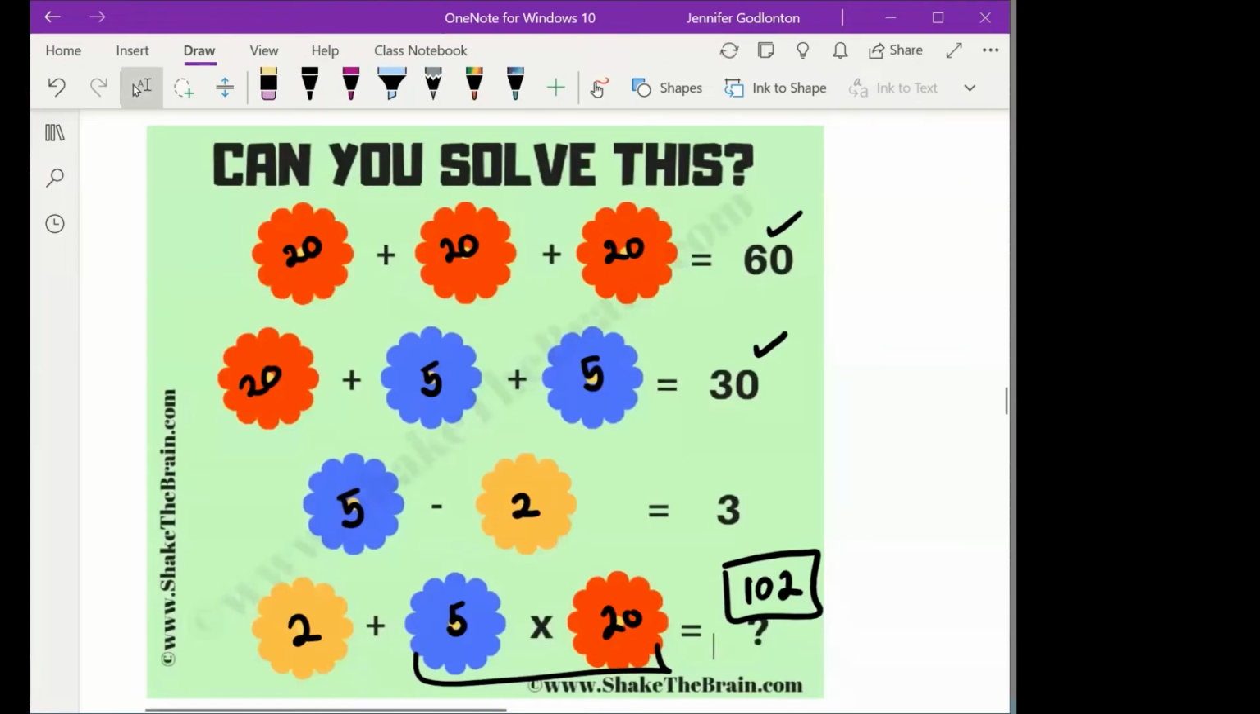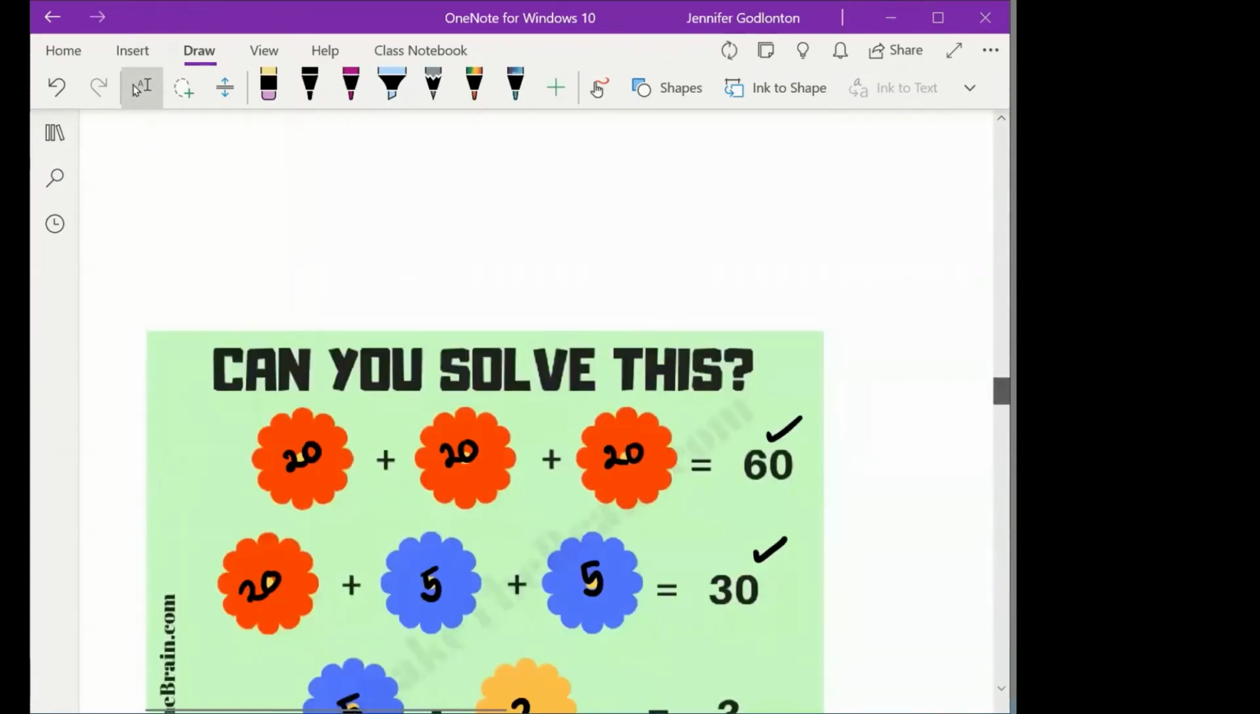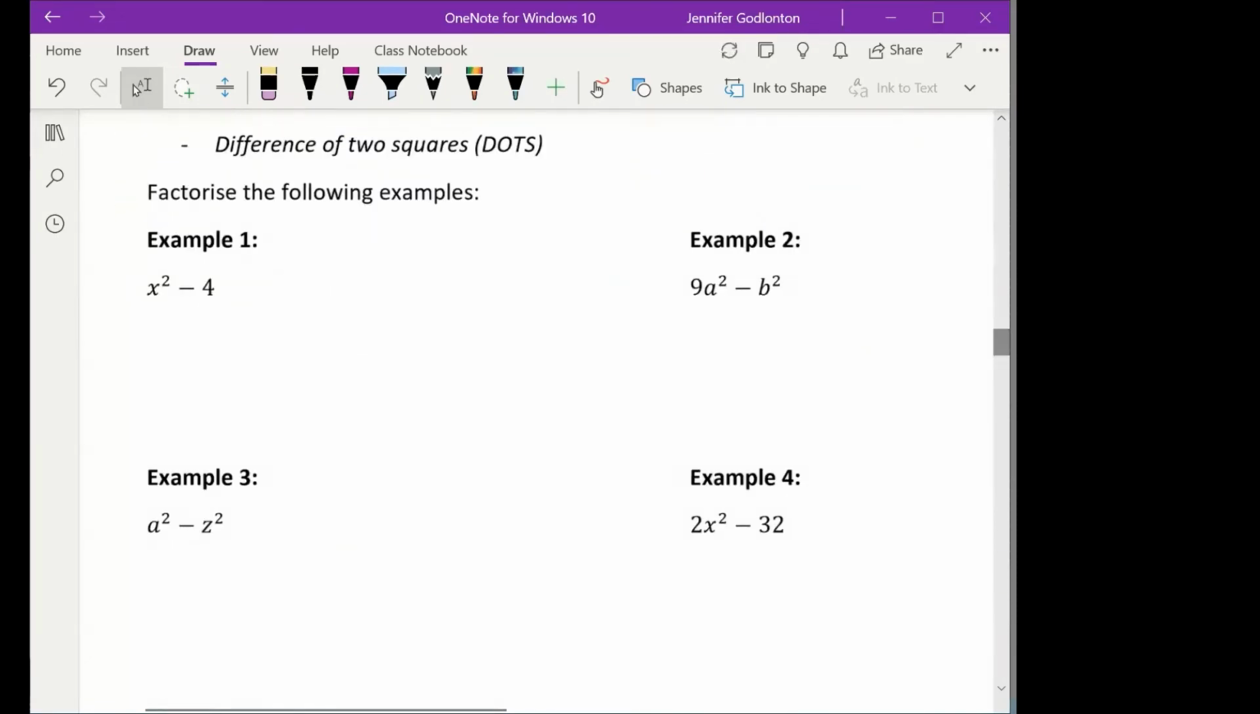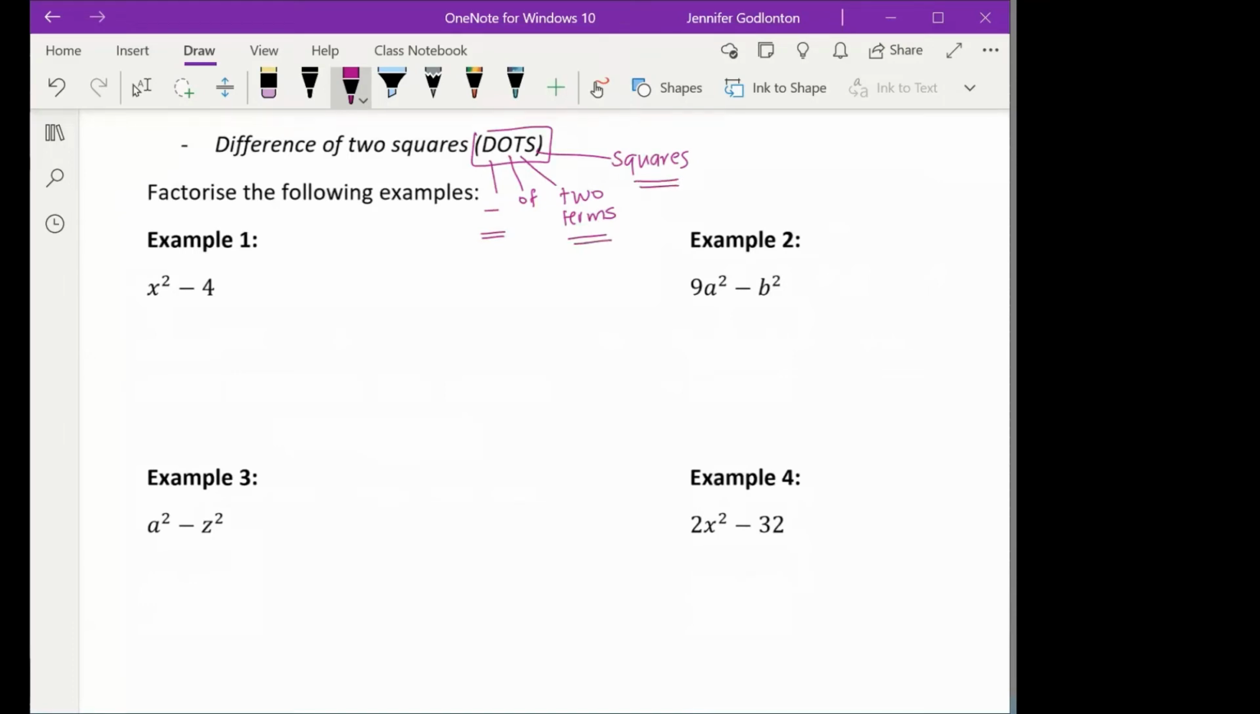Okay, guys, back into factorization mode. We have got 2 more things we need to do. We need to do difference of squares, and then we need to do trinomials. Difference of squares. DOTS. Remember we use the word DOTS to help us identify when we do it. D stands for difference, so that's our minus sign. O is for of. T is for 2, so that means there must be 2 terms. And S is for squares, so they both need to be square numbers. So there has to be a minus sign, there has to be an of, there have to be 2 terms, and they both have to be square numbers.